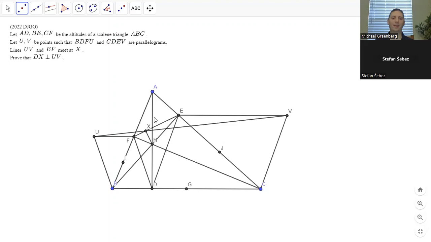Actually, I think that's equivalent to what I was thinking. But once you know FXH and BHD are similar, then since BD equals FU, it shows that those are similar. And so then spiral similarity does it. All right, that was a fun finish.